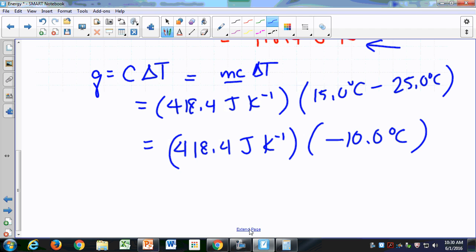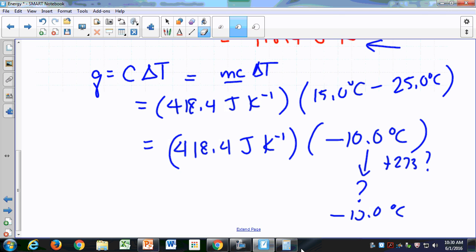Okay, do I change this to Kelvin? And what would it be if it's in Kelvin? To change Celsius to Kelvin, you add 273. Do I add 273 to this one? You don't, because when you're looking at temperature changes, the temperature change in Celsius is the same thing as temperature change in Kelvin. Let's understand why that is. This is minus 10 Kelvin. You don't say degrees Kelvin, okay? Let's see why that is.